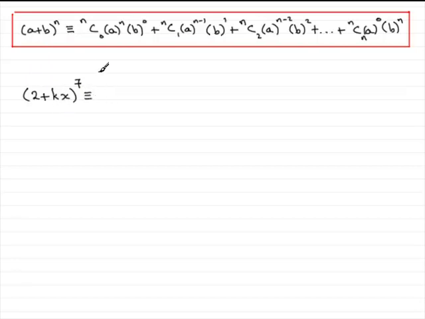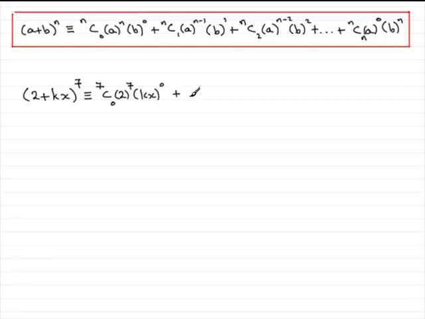Well, this is identical to nC0, so it's going to be 7C0 multiplied by a to the power n, so a is the 2, so we have 2 to the power 7, and then we have b to the power 0. b is the kx, so put that in brackets, (kx) all to the power 0. That's the first term done.